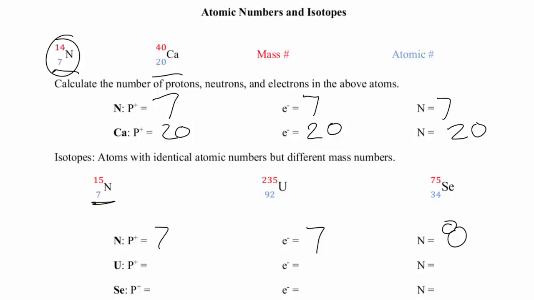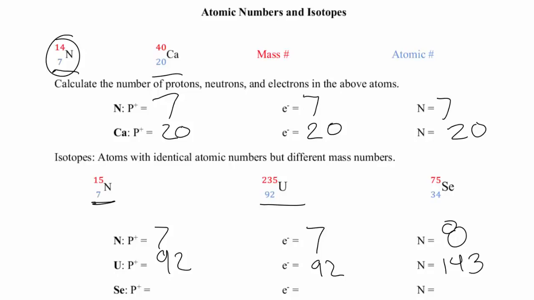The next example we have is the symbol U, and that represents a uranium atom. For the uranium atom, we have a mass number of 235 and an atomic number of 92. Our protons are 92, which means our electrons are also 92. And if we take 235 and subtract 92, we can calculate the number of neutrons, and that will be 143.